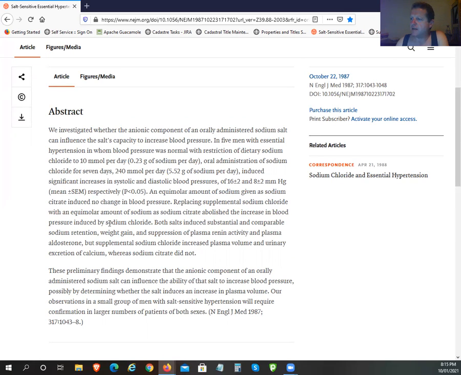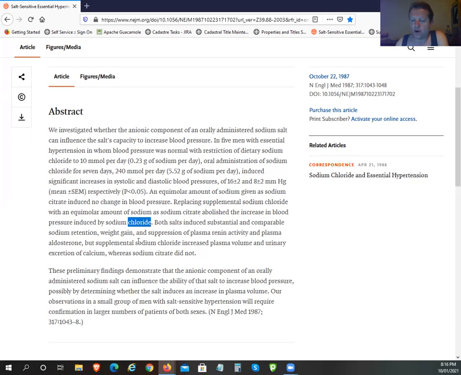Replacing supplemental sodium chloride with the equivalent amount of sodium as sodium citrate abolished the increase in blood pressure induced by sodium chloride. So by using sodium citrate rather than sodium chloride, it basically eliminated the issue. So it's not the sodium ion that's actually having that effect. It looks like it's the chloride.